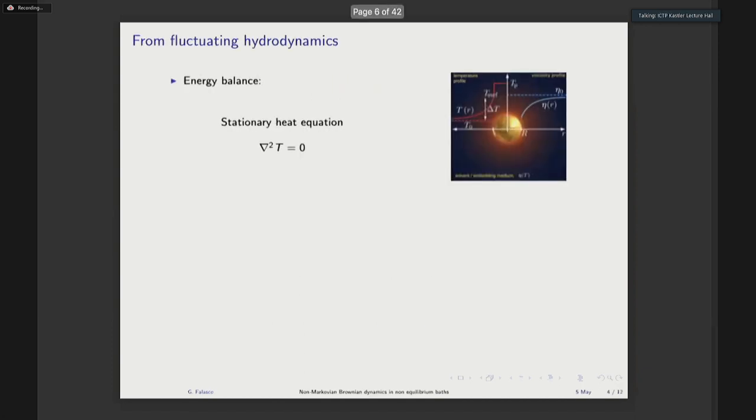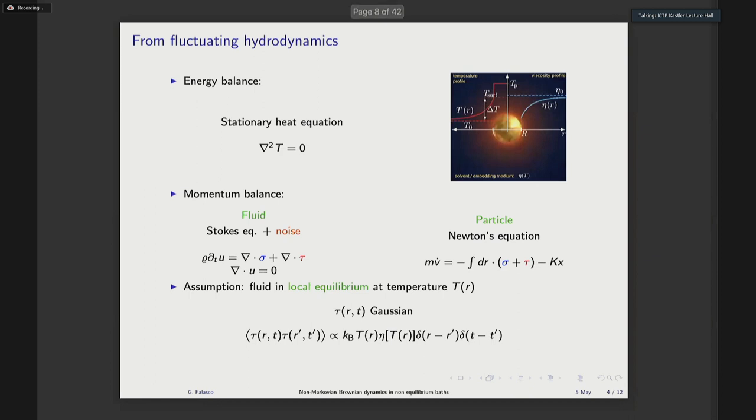The point is that we cannot directly write it down because the environment is out of equilibrium. So what we can do is step back to an underlying level of description, one including the degrees of freedom of the bath in terms of hydrodynamic quantities: temperature, local velocity of the fluid, and mass density. Since this particle moves slowly with respect to the heat diffusion, the temperature gradient, you can show, moves statically with the particle.